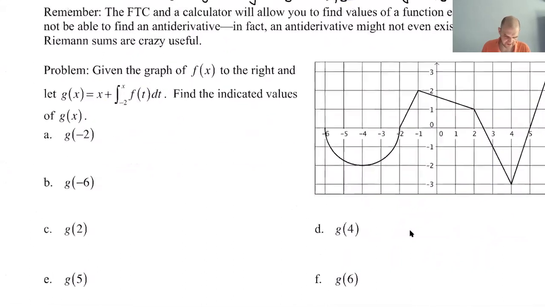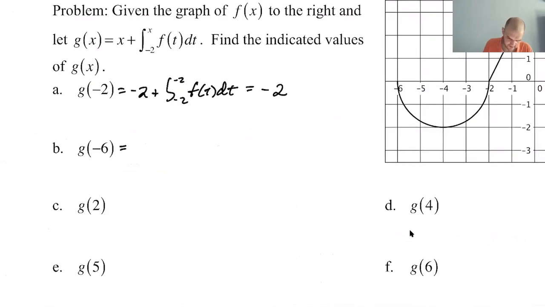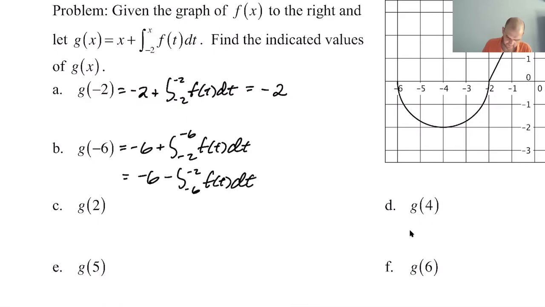All right, so g of negative 2 is going to be, we can write it down, negative 2 plus the integral negative 2 to negative 2 f of t dt. That's not even geometry, because if you go nowhere, you get no displacement, so that's just negative 2. So this is going to be negative 6 plus the integral from negative 2 to negative 6. That's a problem, f of t dt, because we have to switch it and change the sign. Negative 6 to negative 2, f of t dt.